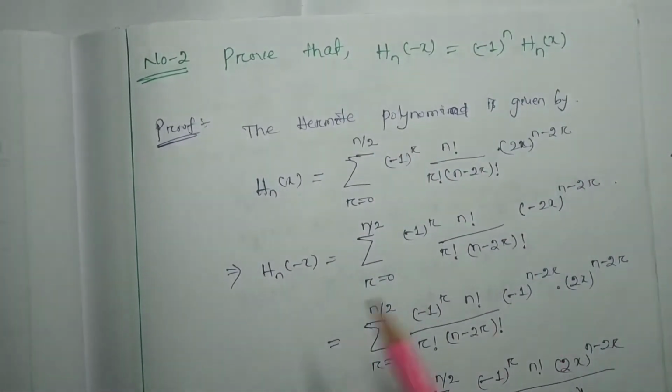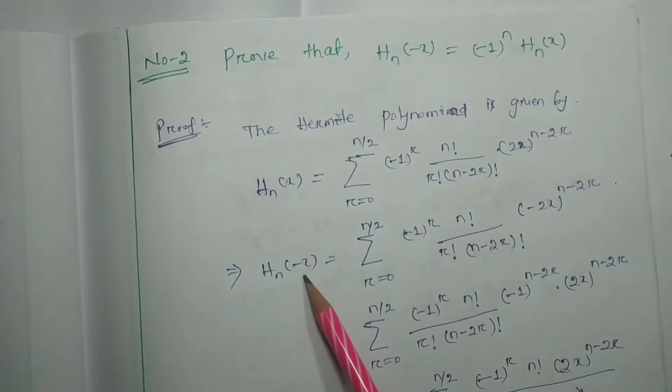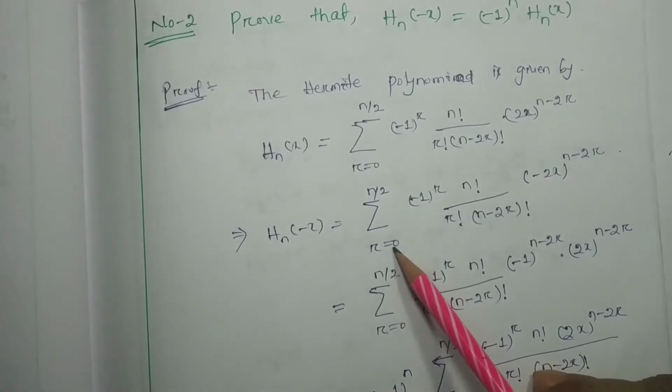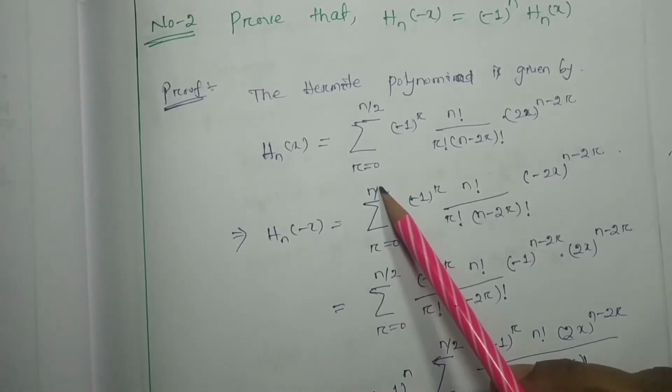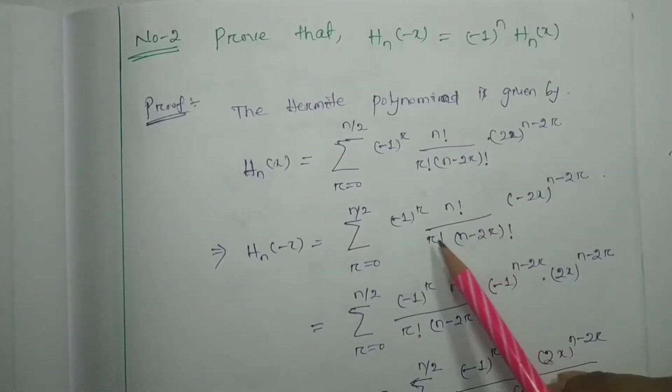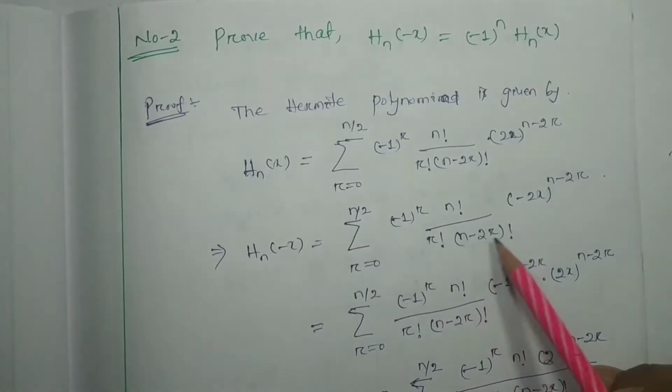So that implies if we consider H_n(-x), it will be the summation over r equal to 0 to n/2 of (-1)^r n!/(r!(n-2r)!)